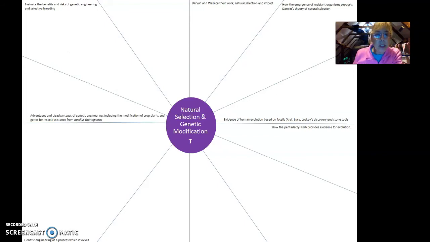Now, if one segment is a little bit too small, then use your head, turn over, use some space on the other side of the page.